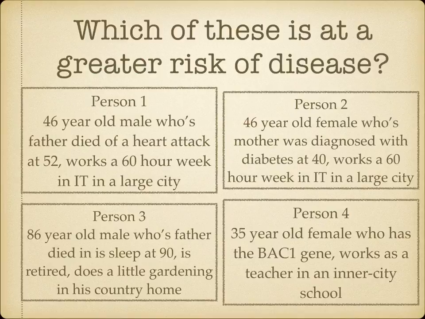We also have the environment that we live in, because we know things like asthma is more prevalent in the cities, heart disease is more prevalent in cities. So even the environment that you live in can factor into your risk of disease. So a little bit later in this lesson, we're going to look at these four cases and see if we can stratify them and figure out which one's the greatest risk.